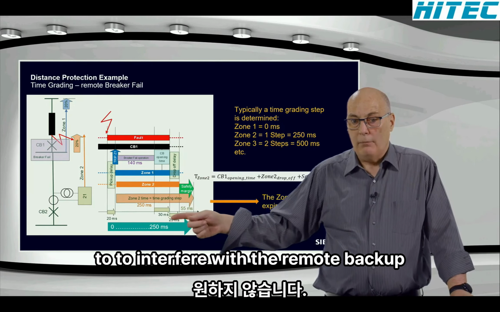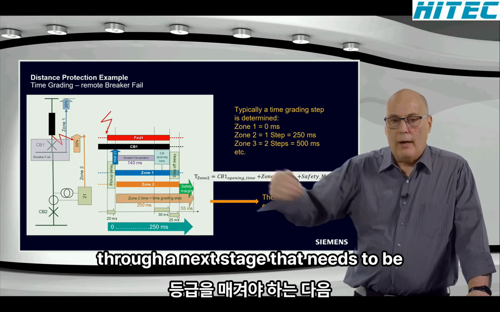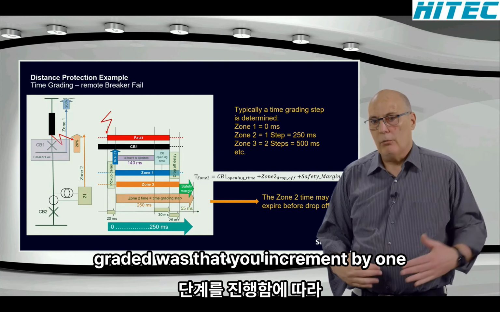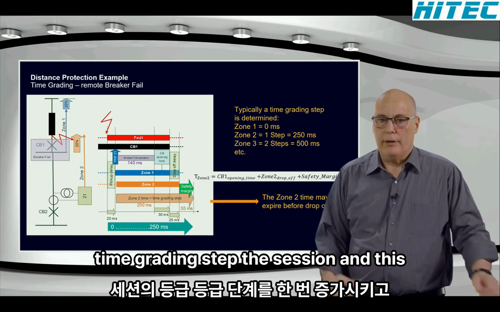So that's the reason why one needs a time grading step. And typically this time grading step is then applied throughout the system. As you go through a next stage that needs to be graded with that, you increment by 1 time grading step as such. This time grading step is therefore typically defined for a complete interconnected system.